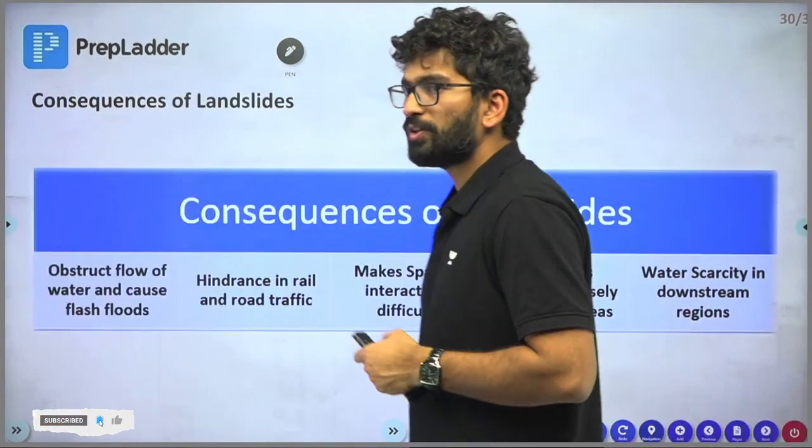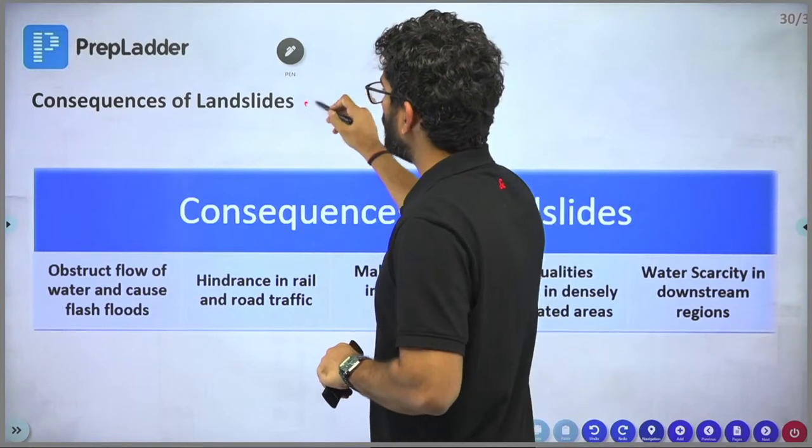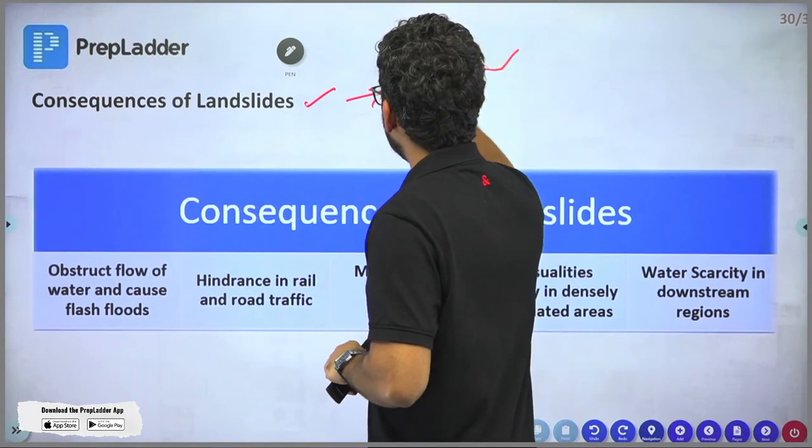Now, what are the consequences of landslide? As I have always mentioned, whenever you write about any particular disaster, always mention the secondary disaster associated with it.